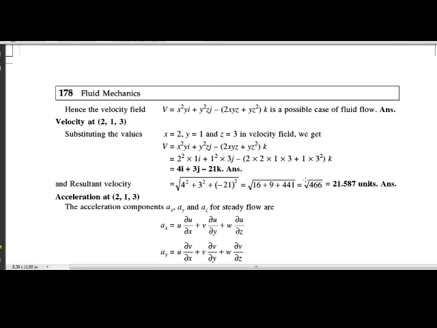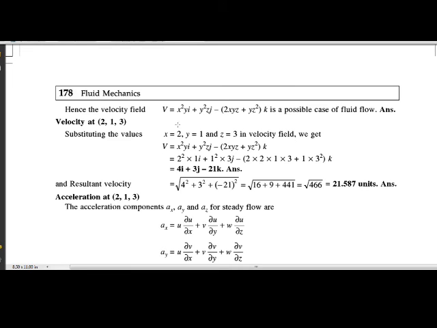Now we have to find the value of velocity and acceleration. For that they have given the space components x, y, z, which means we have to find the velocity at (2, 1, 3). Here x is equal to 2, y is equal to 1 and z is equal to 3 in the velocity field.